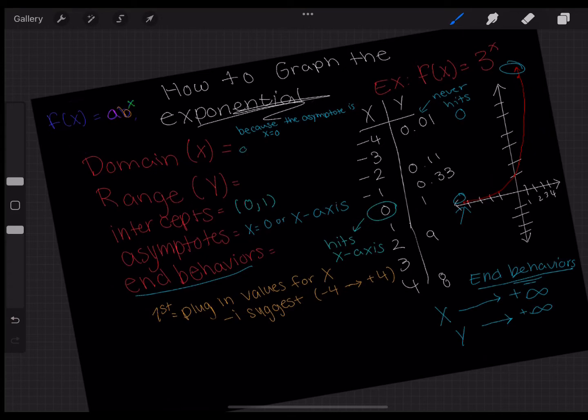So our domain is, there was a little typo on my part, all real numbers is going to be our domain. The line never goes below the x-axis, so our range has to be all y's greater than 0.